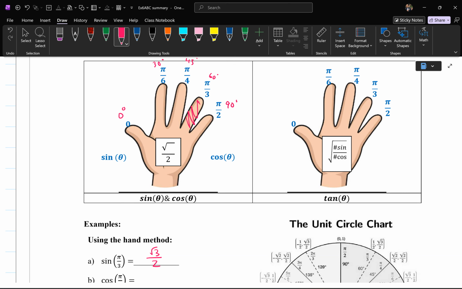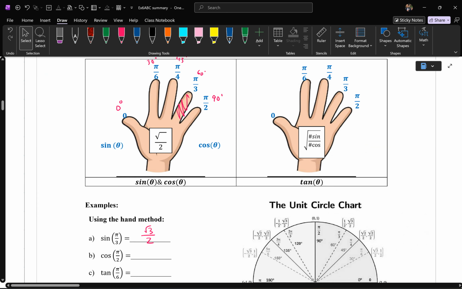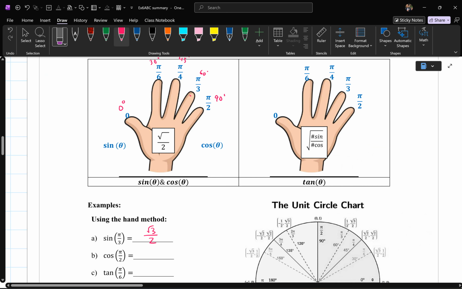Let's do another one, just so you get a vibe. Cos of pi on 2. Here we go. Which finger is cos of pi on 2? Where's pi on 2?